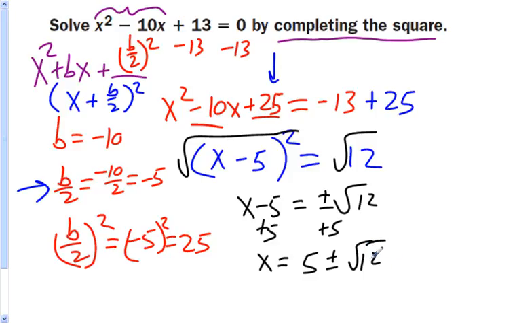And then I need to ask myself, can I simplify the square root of 12? It does factor down to 4 times 3, and the square root of 4 is 2. So this is really 2 root 3 plus or minus, and then we have our 5 in front. So x is equal to 5 plus or minus 2 root 3. That is your x-intercepts. That is the solutions to this quadratic equation. So we have solved it by completing the square.